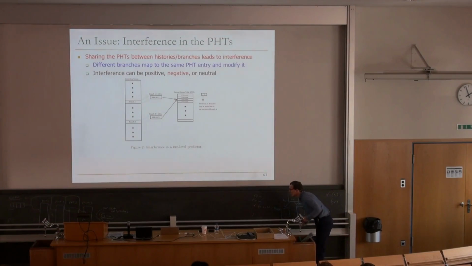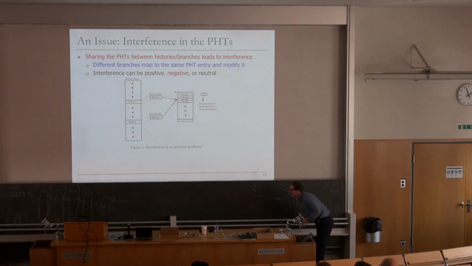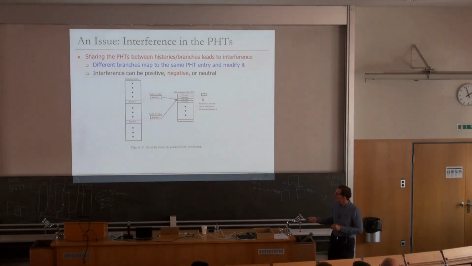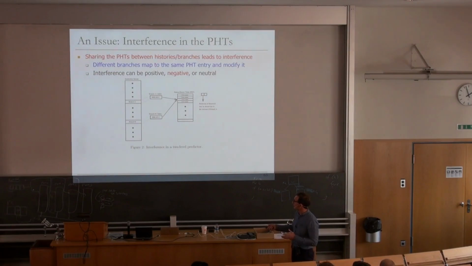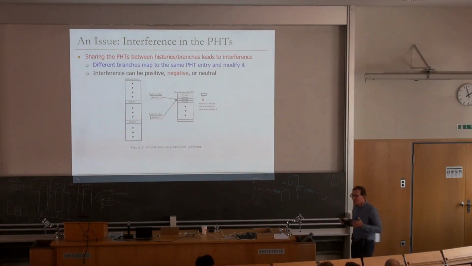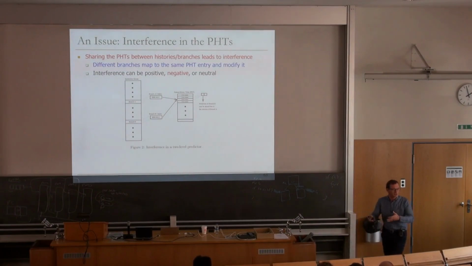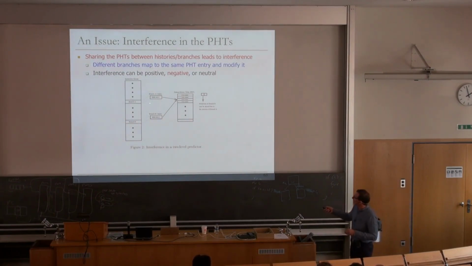So maybe I should pull this up because I keep pointing to it. Basically, if you have a single pattern history table over here and you share it across branches and global histories, you can have interference. Different branches map to the same pattern history table entry, a single entry over here, or a single entry over here, and modify it. Interference can be positive, negative, or neutral. If both of the branches are behaving similarly, they can have positive interference. One branch, for example, figures out the mispredictions earlier and changes the history, and the other branch is then predicted correctly. That's positive interference. Branch A and branch B may index into the same counter. That's the interference here. But it could be negative, or it could be neutral.